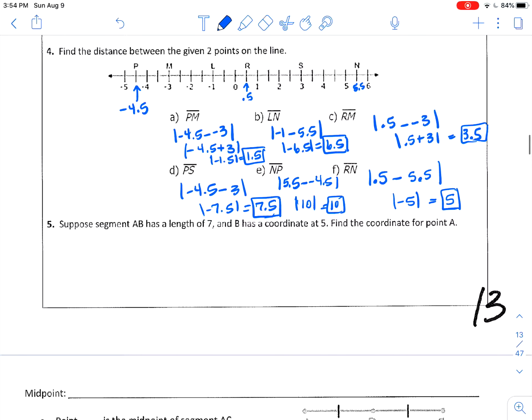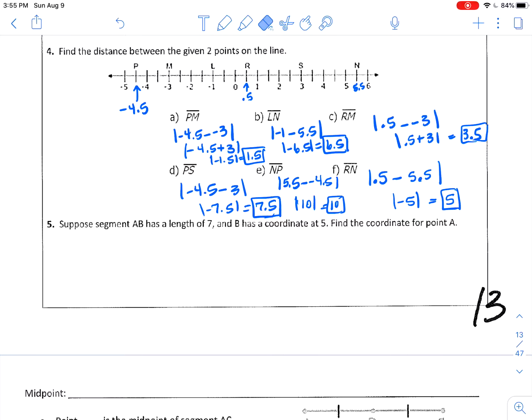In number 5, suppose segment AB has a length of 7. All right, so I'm a visual learner. These words make so much more sense if I can draw a picture. From A to B, I have a length of 7, and B has a coordinate at 5, so this coordinate is 5. Find the coordinate for point A.